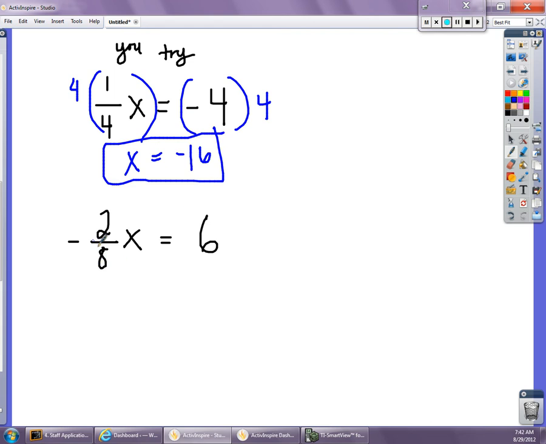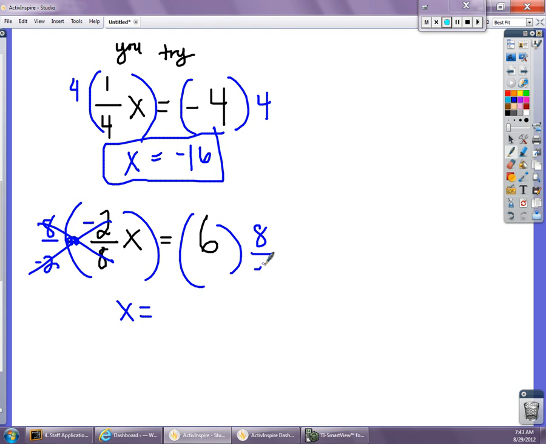For this one, you have negative 2/8. You've got to remember to put the negative sign on one of them. So I'm going to put the negative sign on the 2. So the reciprocal would be 8 over negative 2. So I'm left with x equals 6 times 8 over negative 2. So you end up getting 48 over negative 2.